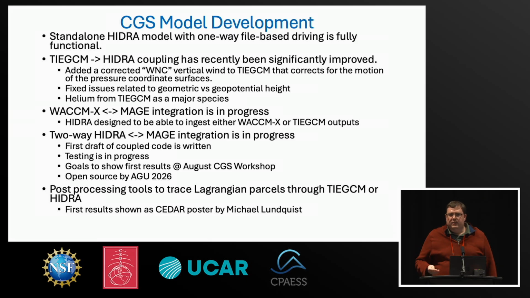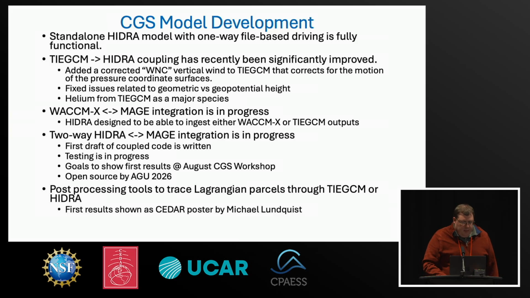A gory detail is the WN variable in TIE-GCM is actually the vertical motion relative to the moving pressure surfaces, which is actually not what you want if you're going to couple to a model like Hydra and magnetic coordinates. So we figured out how to correct for the motion of the pressure surfaces and come up with true vertical motion in inertial coordinates. There is work in progress to couple WACCM-X to MAGE, and that will be coming online in the near future. The two-way integration of Hydra into MAGE is also going to be coming online, hopefully, by the end of this year.